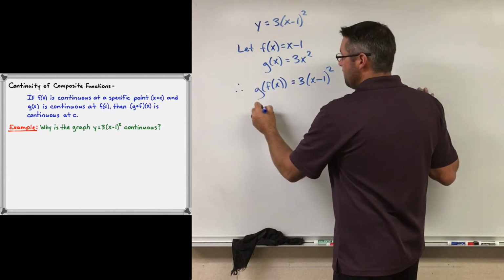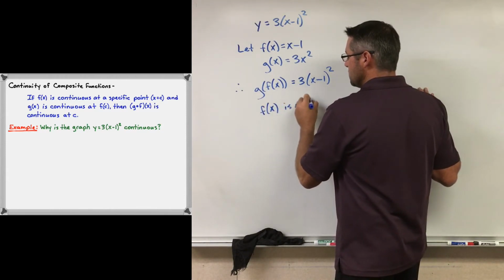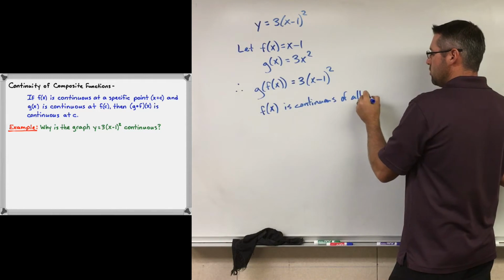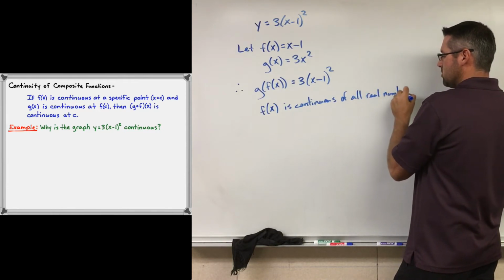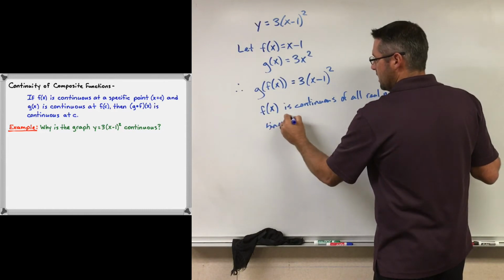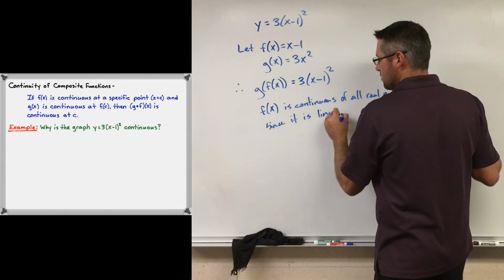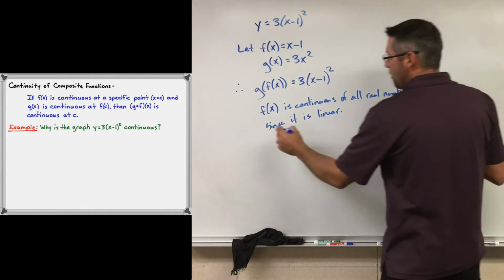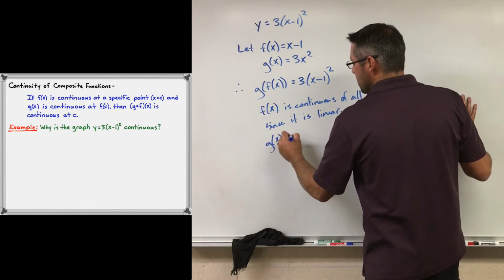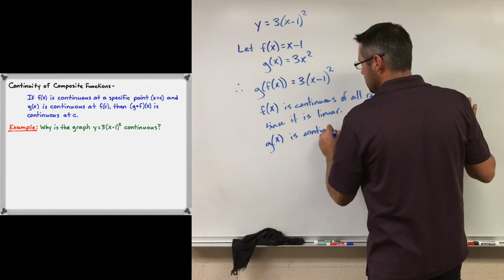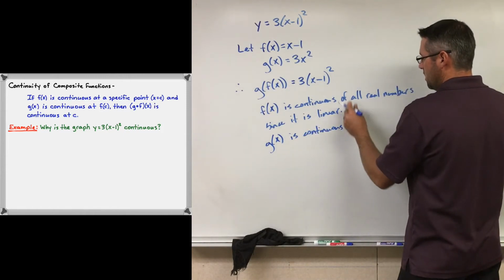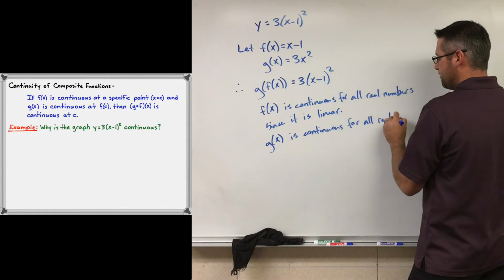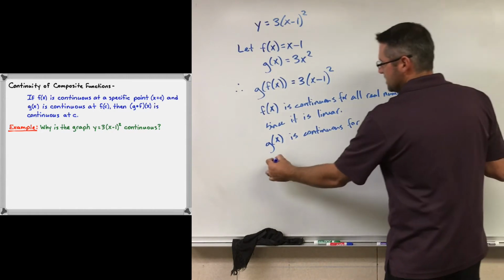We would say f of x is continuous, right, for all real numbers, since it is linear. Okay? So we know that the inside function is continuous for any number. Now, we can say that g of x is continuous. Well, how do we know that? We know g of x is continuous, I should say, for all real numbers. How do we know that? Since it is quadratic.